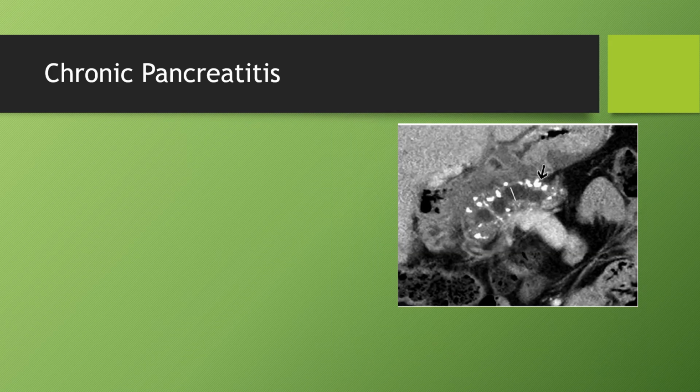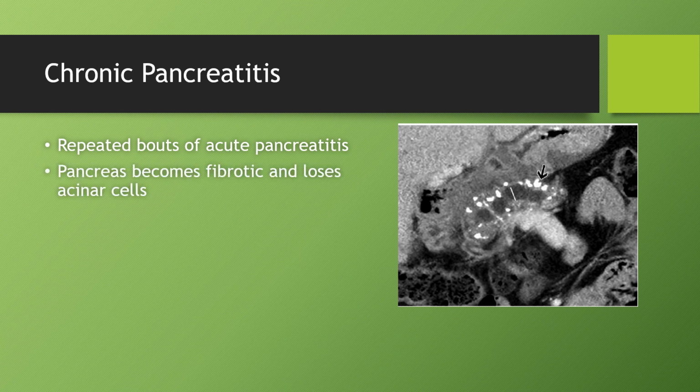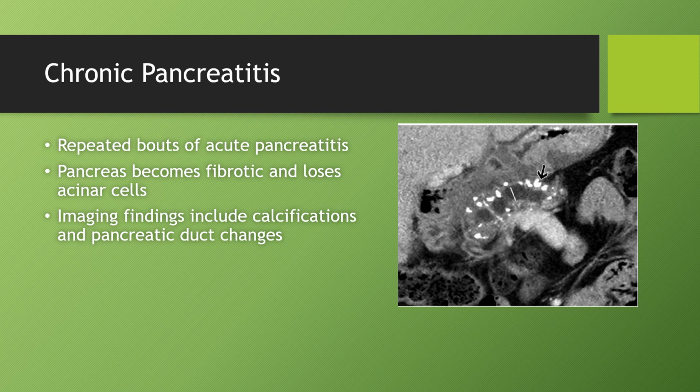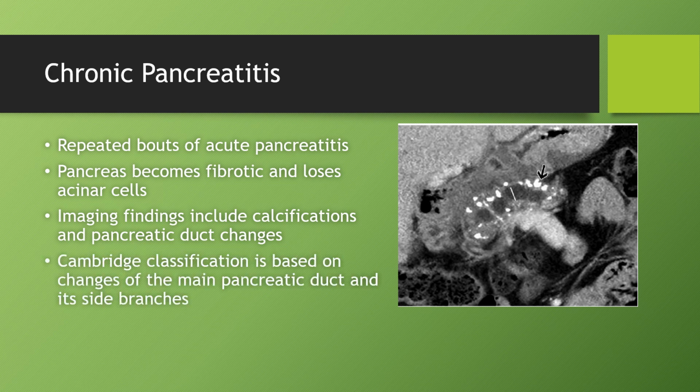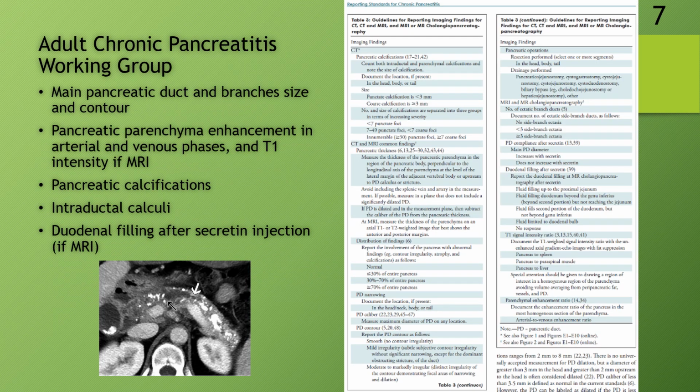I'll talk very briefly about chronic pancreatitis. It's seen with repeated bouts of acute pancreatitis. The pancreas becomes fibrotic and loses acinar cells. Imaging findings include calcifications and pancreatic duct changes. And the Cambridge classification is based on changes of the main pancreatic duct and its side branches. And of course, we have a great article out there from the Adult Chronic Pancreatitis Working Group.